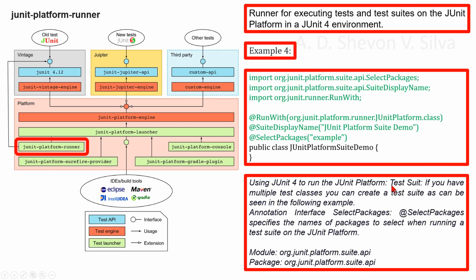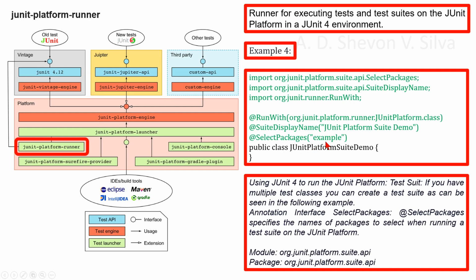So we can consider this code segment as example 4: using JUnit 4 to run a JUnit platform test suite. If you have multiple test classes, you can create a test suite as can be seen in the following example. The annotation interface SelectPackages, @SelectPackages, specifies the names of packages to select when running a test suite on the JUnit platform.